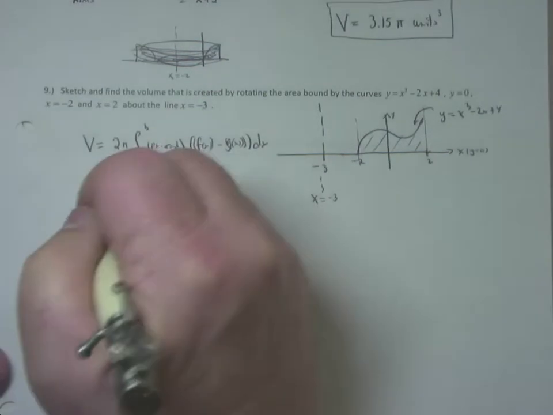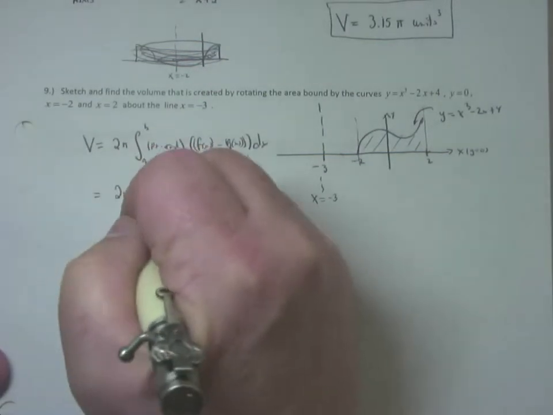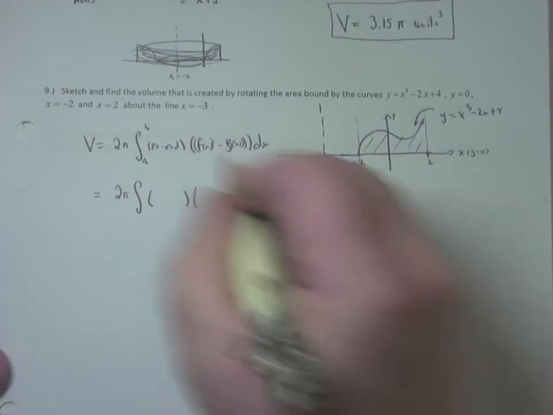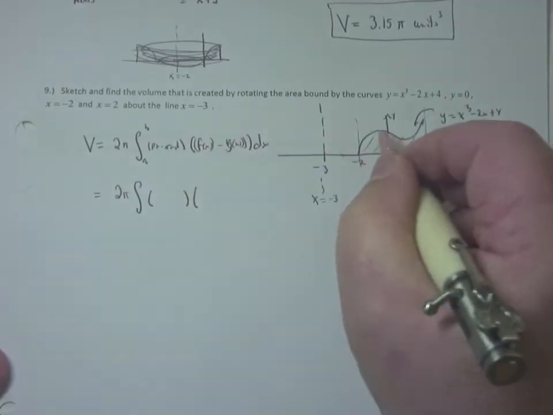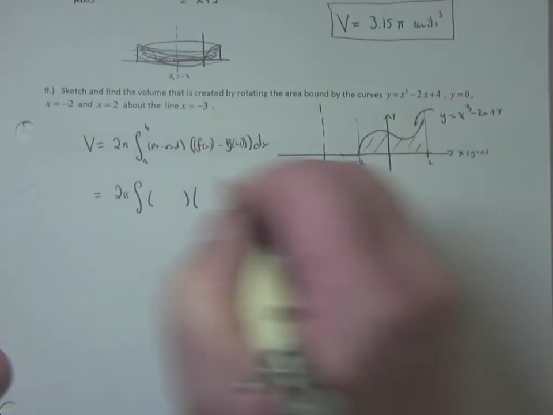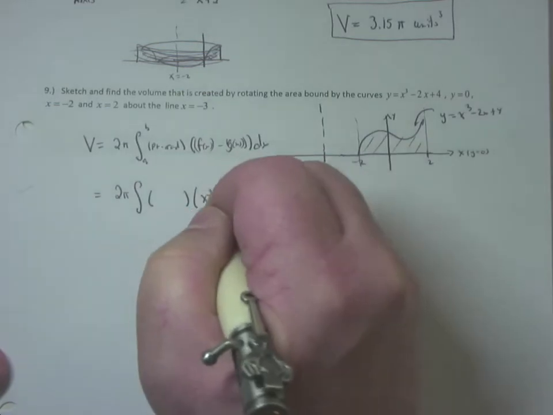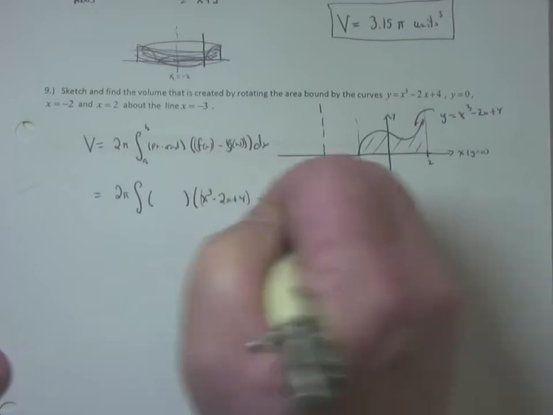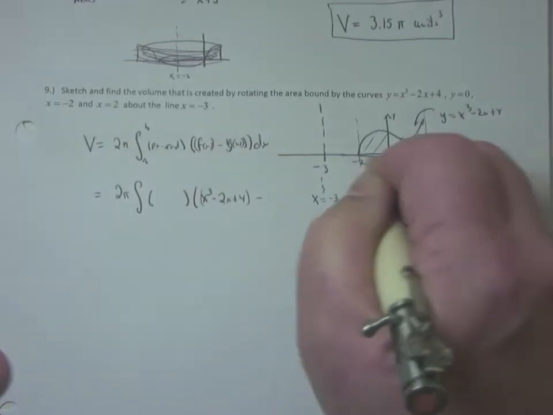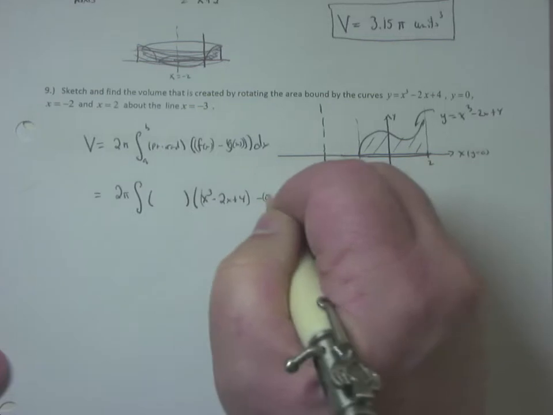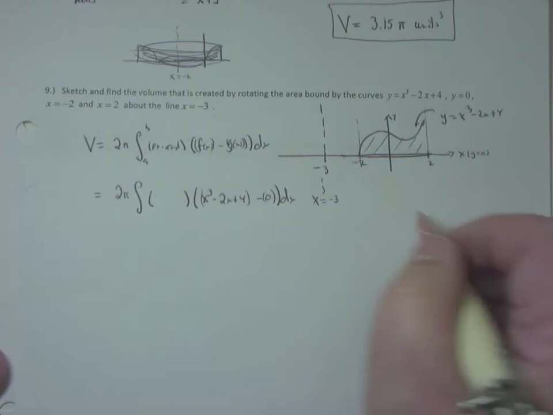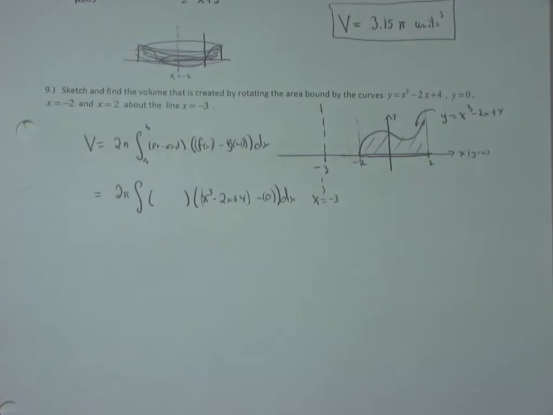So this would be equal to 2 pi times the integral of the point radius. We'll put that in a second, but I always focus on the region first. There's my region. The top part of this region is given by the equation x cubed minus 2x plus 4, minus the bottom part of this region, which is y equals 0, dx. And now I need to find my point radius.